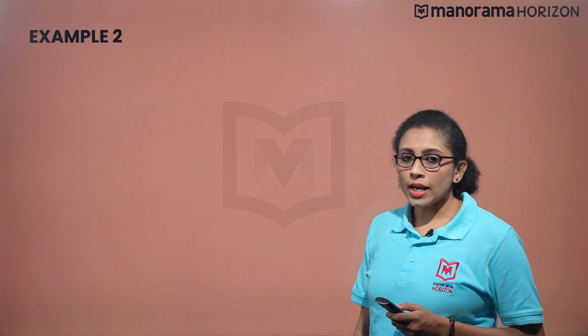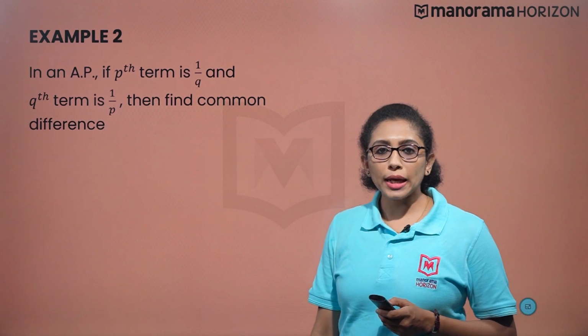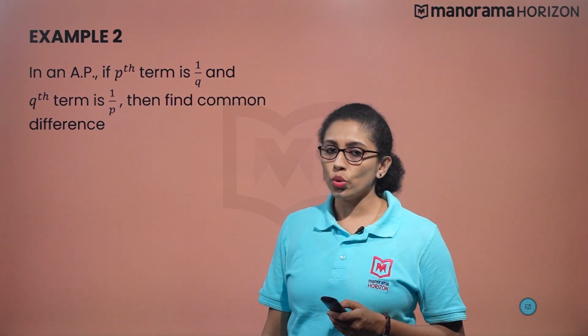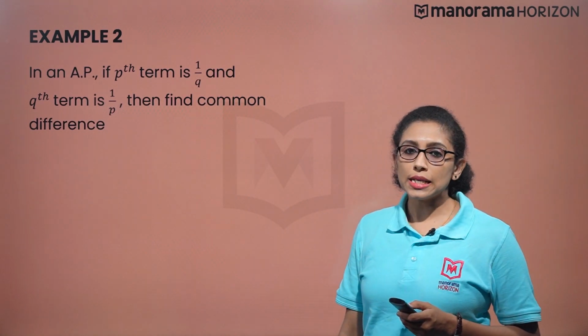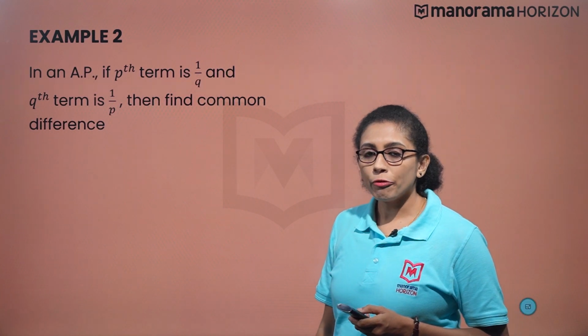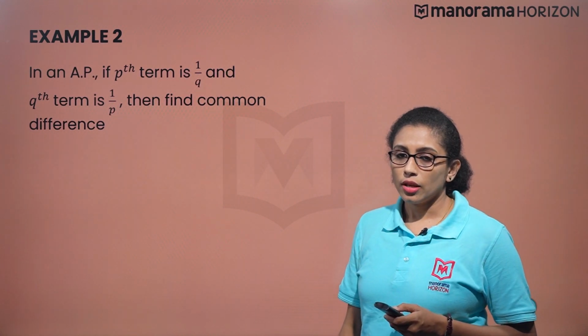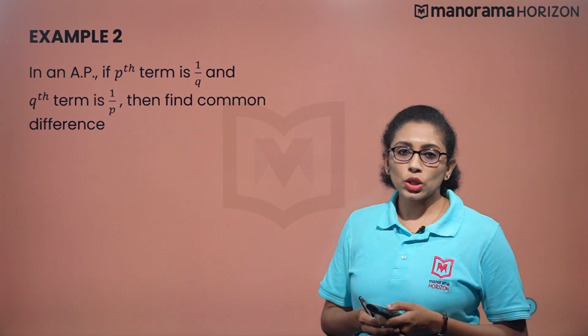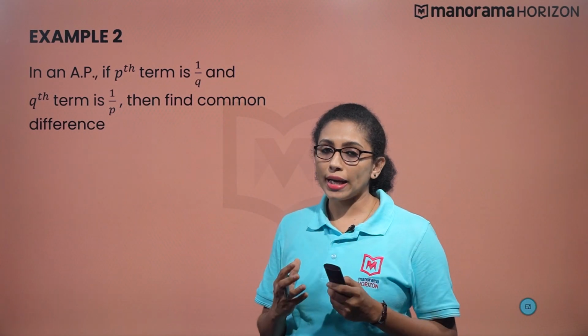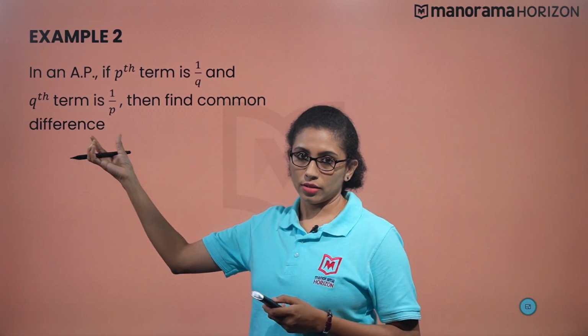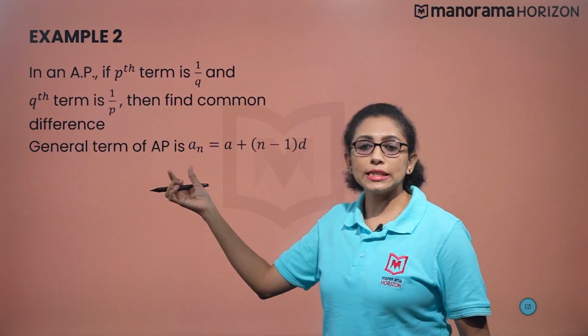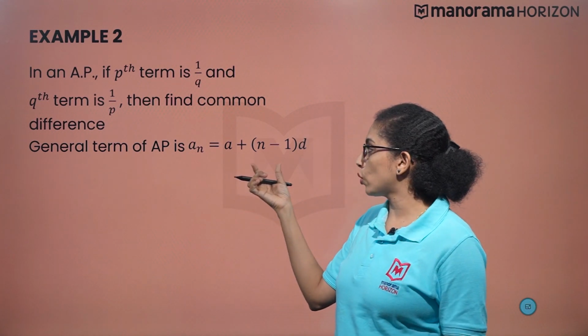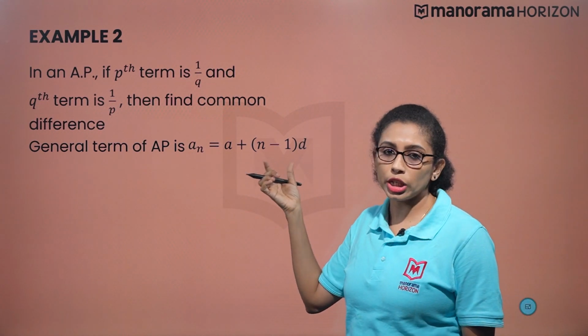Now, let's have a look at another example. In an AP, if the pth term is 1 by q and the qth term is 1 by p, then find the common difference. In this particular question, we are asked to find the common difference, right? We know that the general term of an AP is an is equal to a plus (n minus 1) into d.